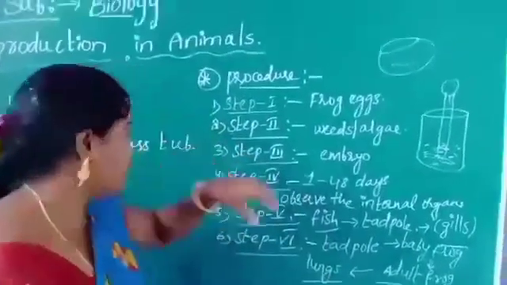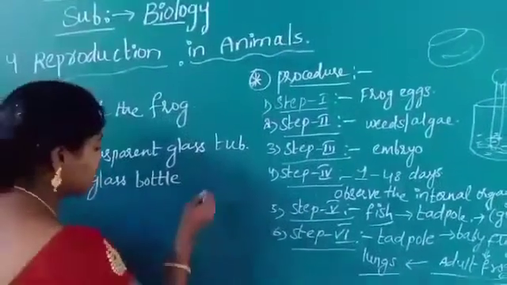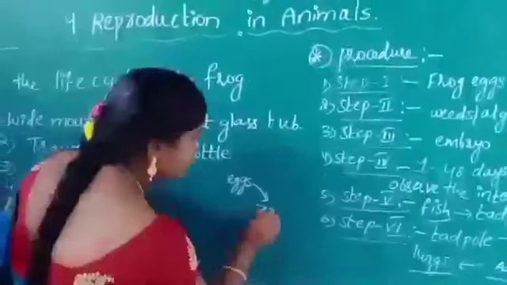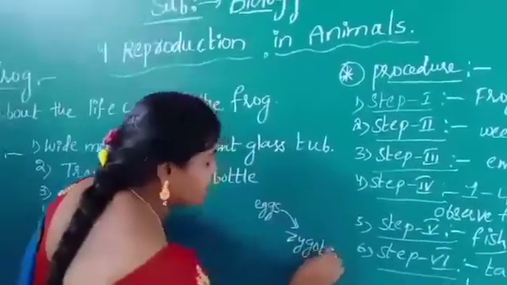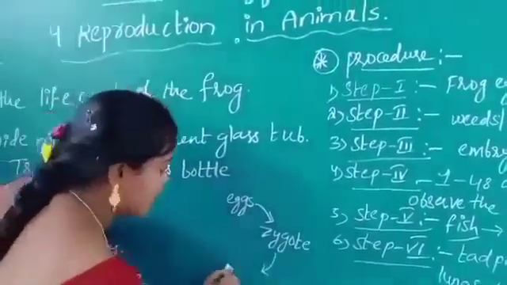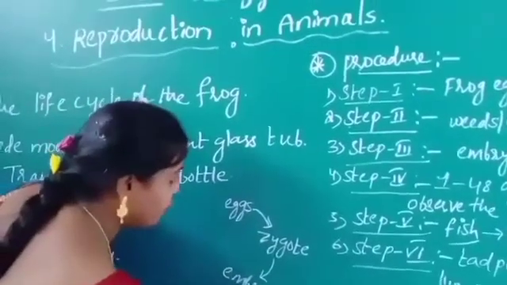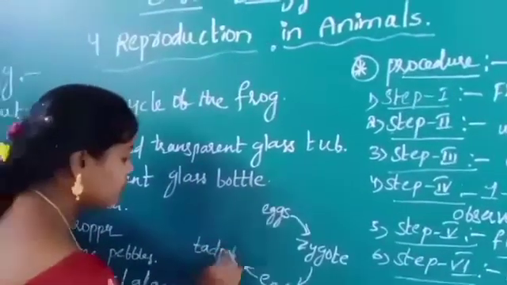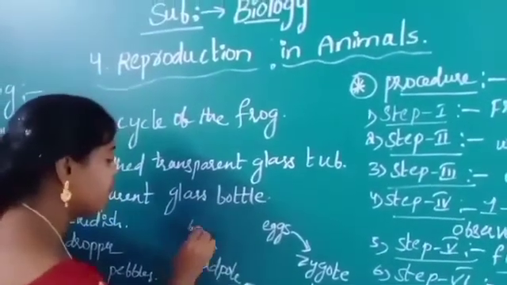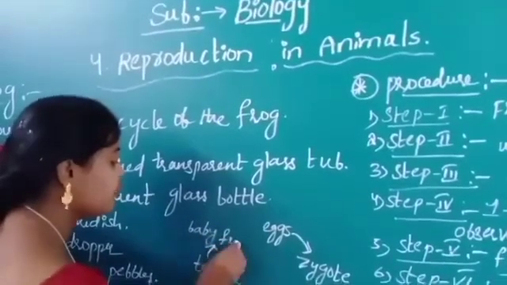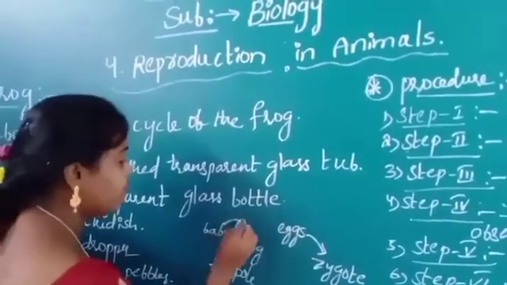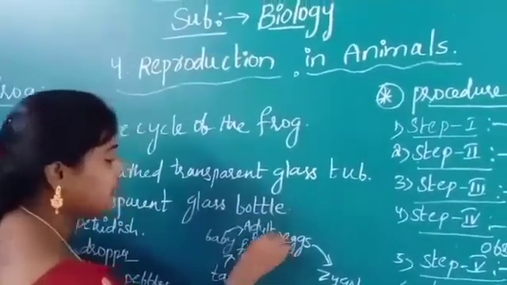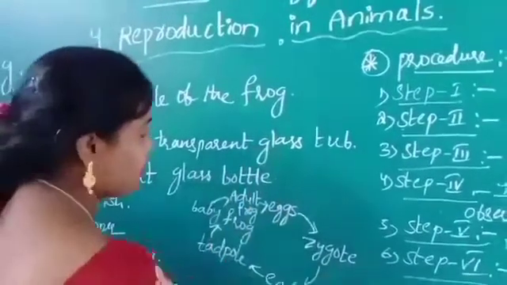Okay. So children, what did you understand here? First, the frog eggs are converted into zygote. The zygote is converted into embryo, and the embryo is converted into tadpole. The tadpole is converted into baby frog, and the baby frog is converted into adult frog. Then the adult frog lays eggs, so this process is continuous.